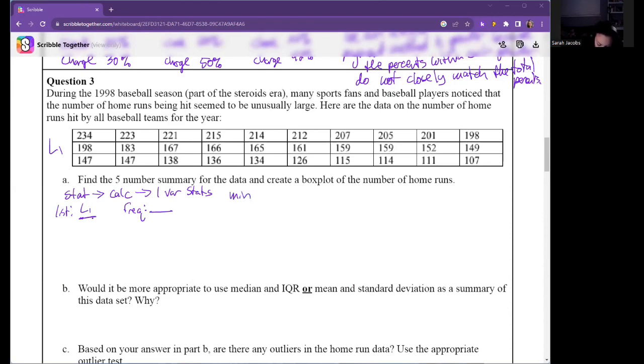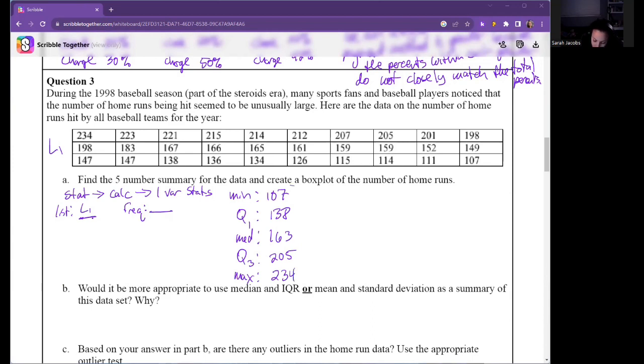So the min is 138, or excuse me, 107. Q1, the first quartile, is 138. The median is 163. The third quartile is 205. And the max is 234.